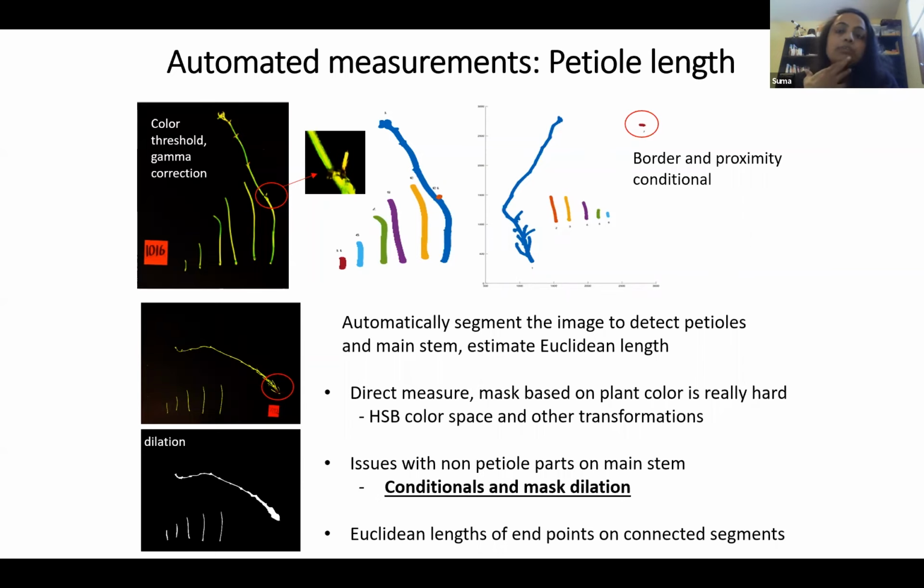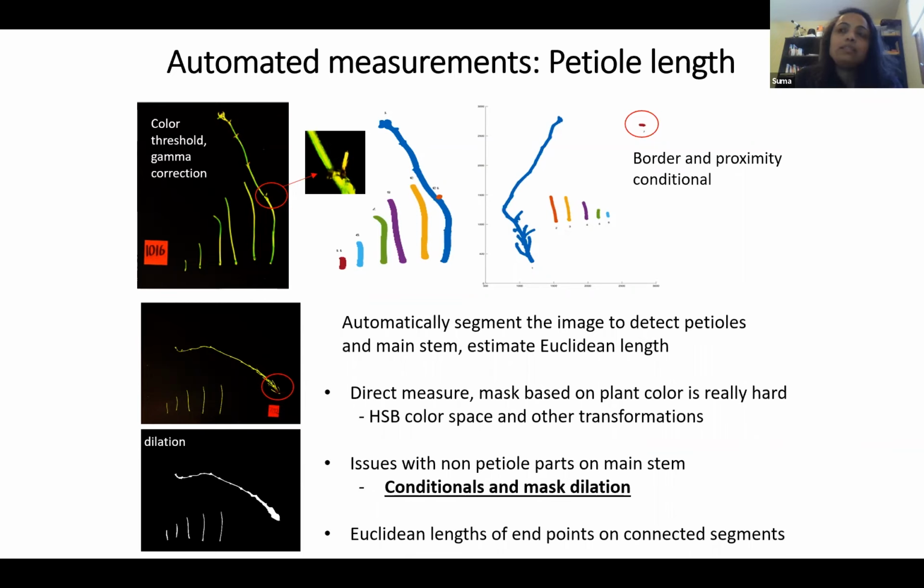Sometimes we image them in the field, so there is a lot of gunk while you're imaging. So how do you differentiate objects of interest from just general gunk? Those were some of the challenges that he faced.